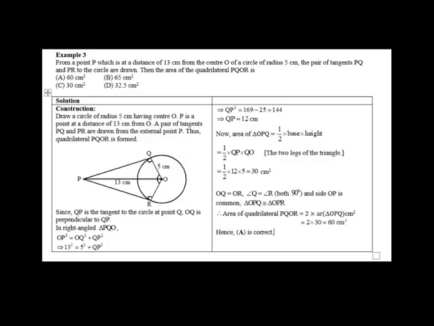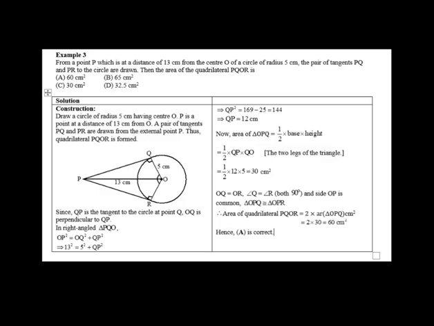Example 3. From a point P, which is at a distance of 13 cm from the center of a circle of radius 5 cm, the pair of tangents PQ and PR to a circle are drawn. Then the area of the quadrilateral PQOR is option A 60 cm square, option B 65 cm square, option C 30 cm square, option D 32.5 cm square.